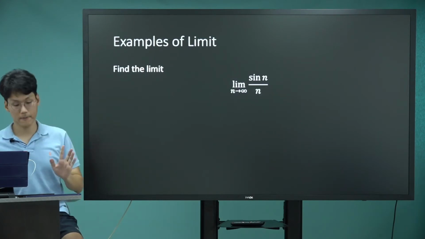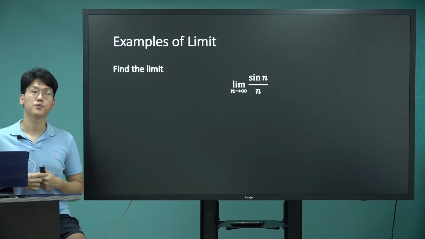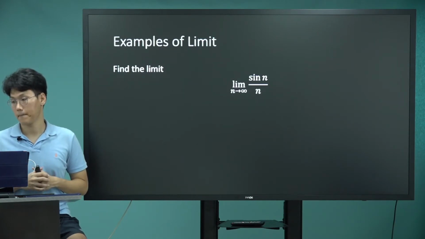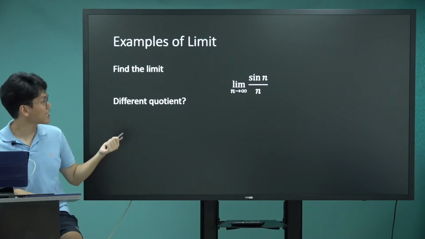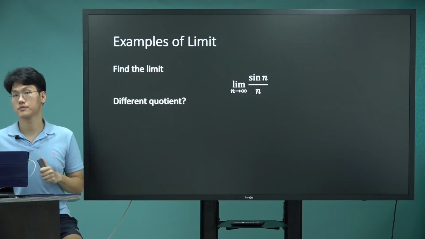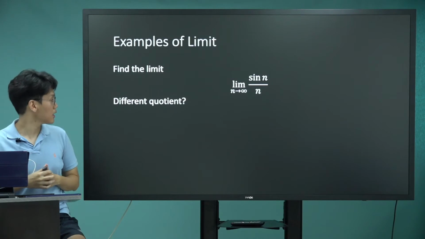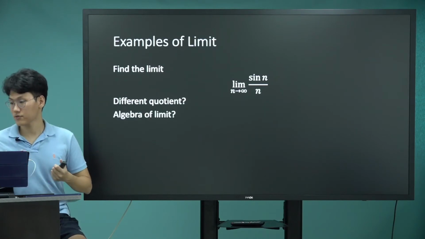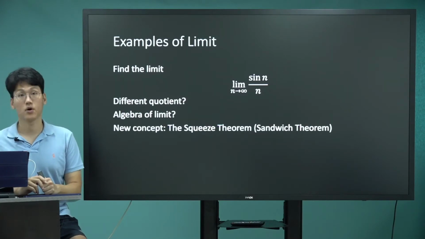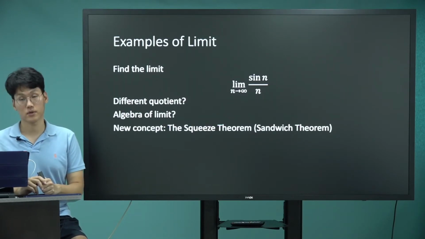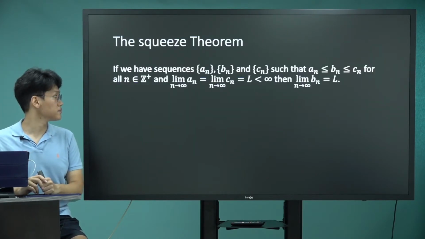Okay, but here's the thing. I get the quotient form so far with the polynomial forms was straightforward, right? But when I look at this, it's a different quotient now because I've got the sine on the top. Even if I divide by n on each of the top and bottom, I don't know what it means. For this one, we can't do the algebra of limits now. So we need to introduce the second technique of finding the limit, called the squeeze theorem.